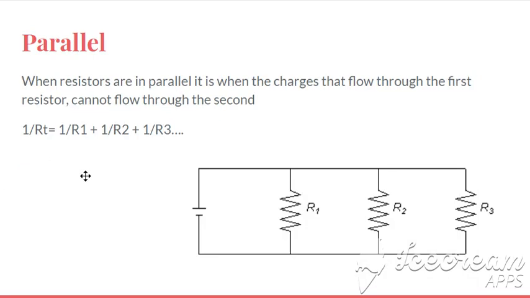Next is parallel. Parallel is when resistors are in parallel. It is the charges that flow through the first resistor and it cannot flow through the second. So since this is the first resistor, it just goes right back to the battery. Then the second one just goes right back to the battery. And the third, to get the total resistance, you have to take one of the resistor.